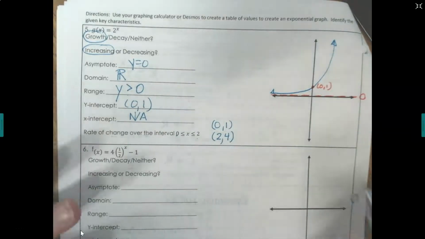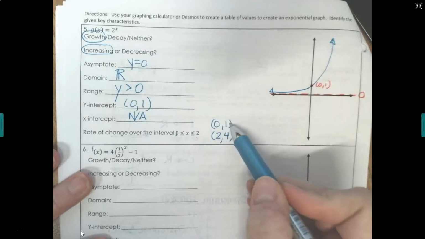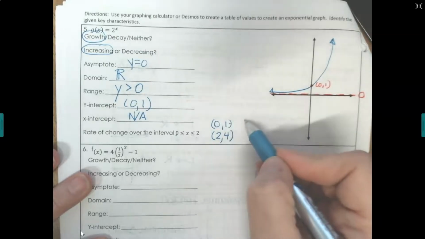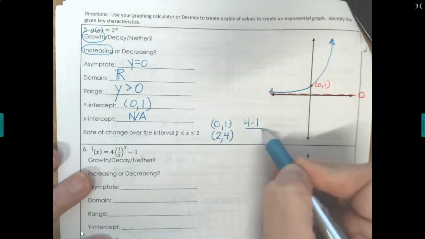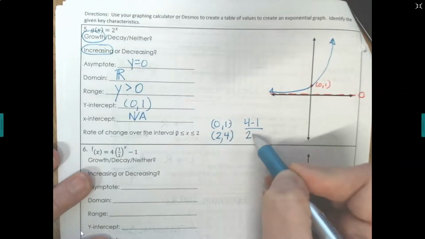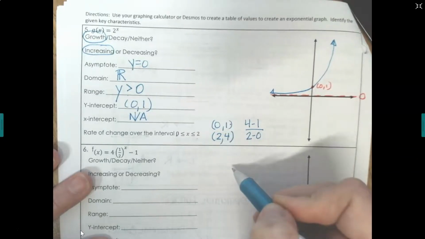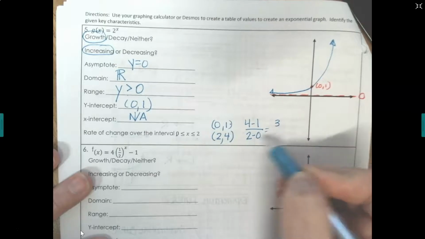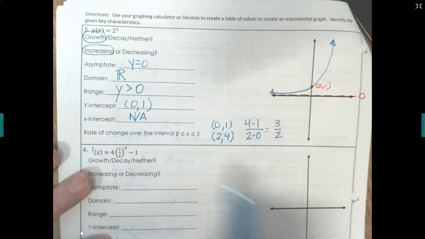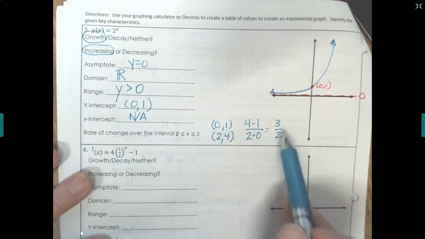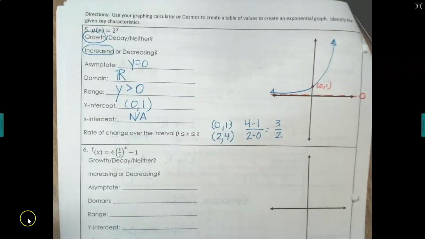Then our slope is, remember, y minus y divided by x minus x. So I'm going to say 4 minus 1 divided by 2 minus 0. 4 minus 1 is 3, 2 minus 0 is 2. So the slope on this particular interval is 3 over 2. Okay, that was a lot. Most of it was review. Let's try this again and see how we do.